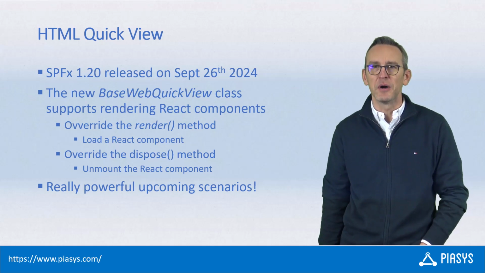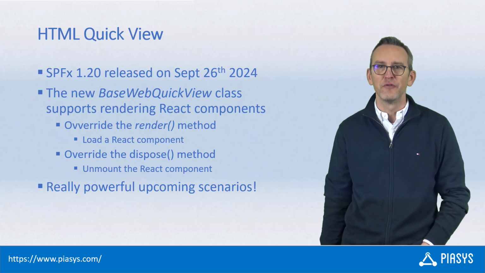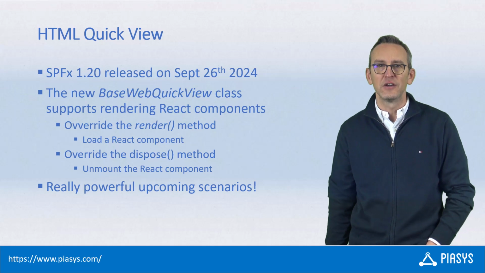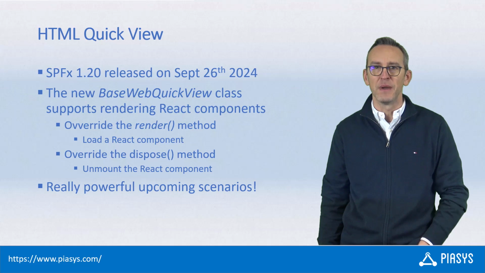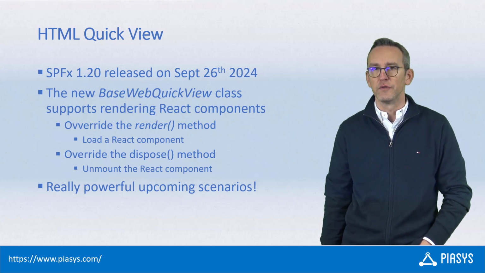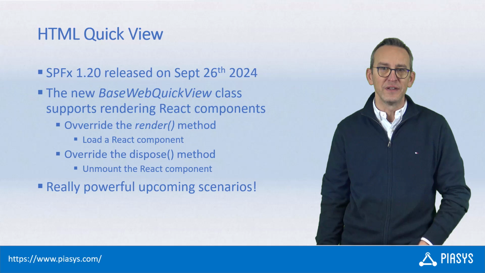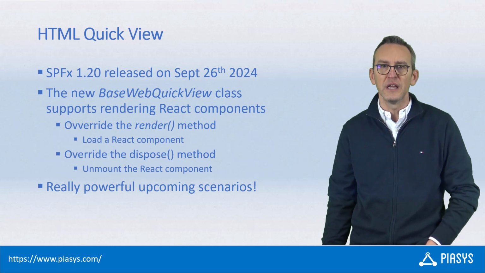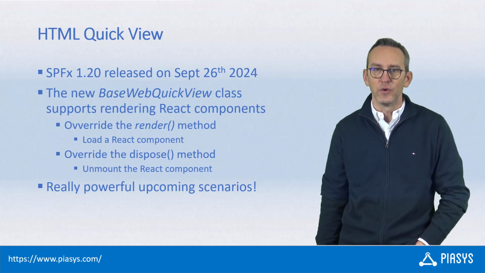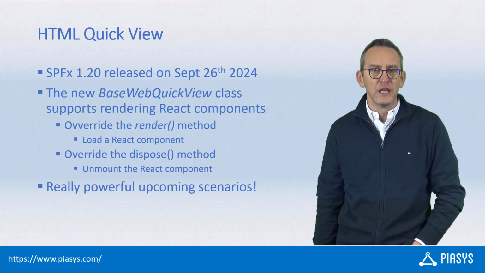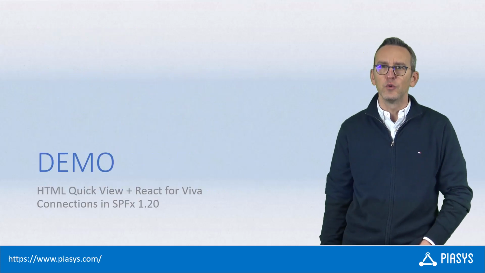Today we keep on talking about how we can leverage the base web QuickView class introduced by SharePoint Framework 1.20 to render the content of a QuickView in an adaptive card extension for Viva Connections using HTML content. Specifically, I want to show you how you can rely on a React component to render the content of your QuickView. Of course, you will need to override the render method to load the React component, as well as override the dispose method to get rid of the React component. This is a really powerful scenario, so let's move to the demo environment to see how to do that in practice.